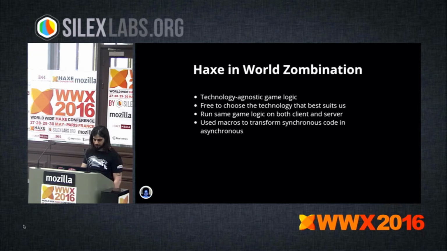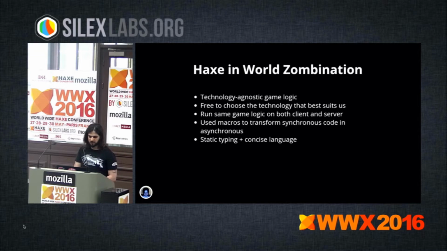We have also used macros to do a lot of transformation in code. For example, we have a macro that lets you write code as if it were synchronous, and it transforms it into asynchronous code, which is really useful when you're targeting Node.js. Also, Haxe is statically typed and has a great type inference engine, so we can be concise and still be safe at the same time.